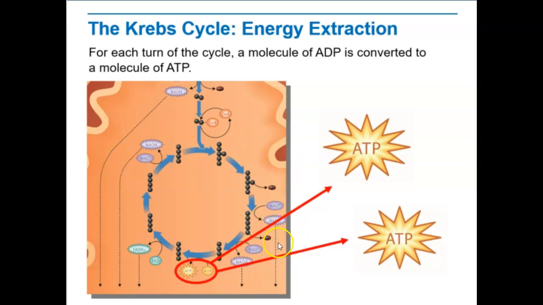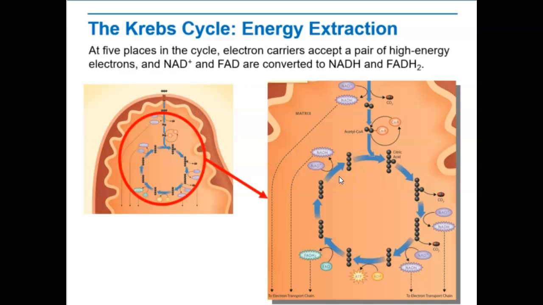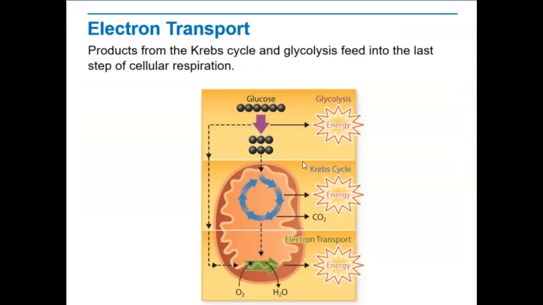So everything that's happening here is going to happen twice per molecule of glucose. So at 5 places in the cycle, electron carriers accept a pair of high energy electrons, and NAD plus and FAD are converted into NADH and FADH2. Okay. So the products of the Krebs cycle and glycolysis feed to the last step of cellular respiration.